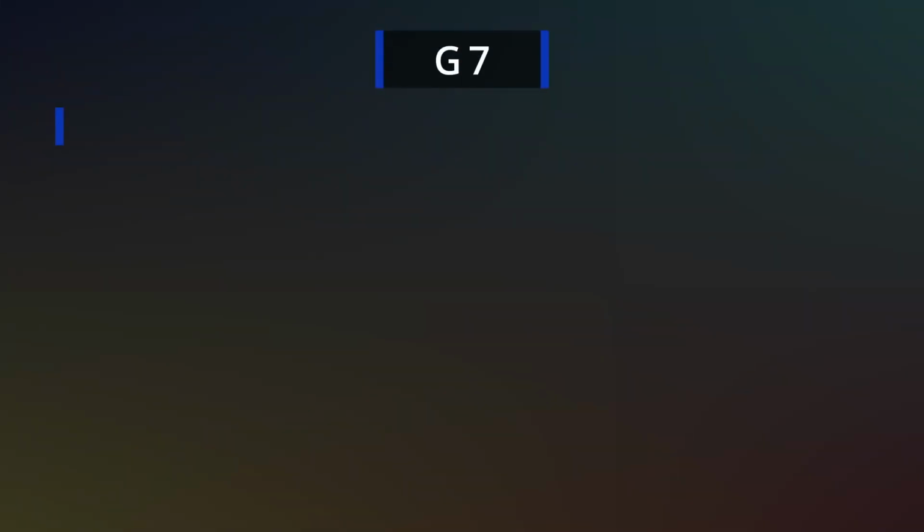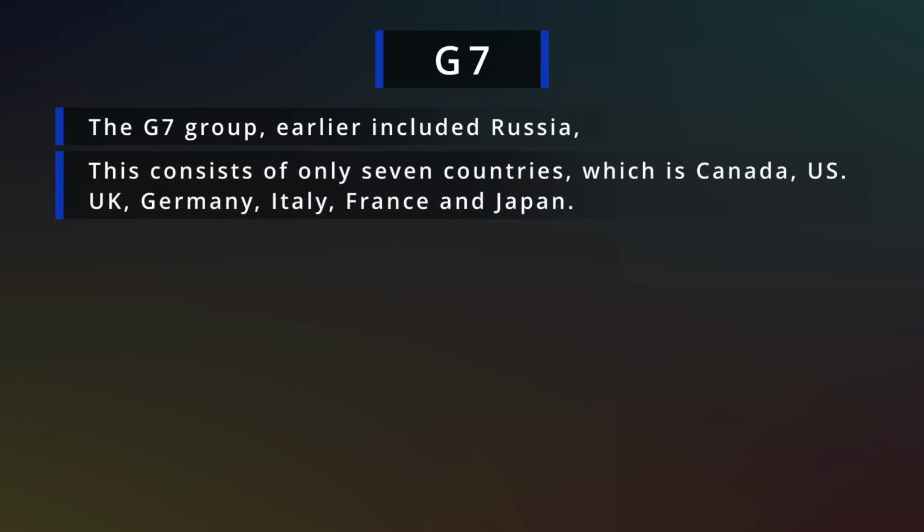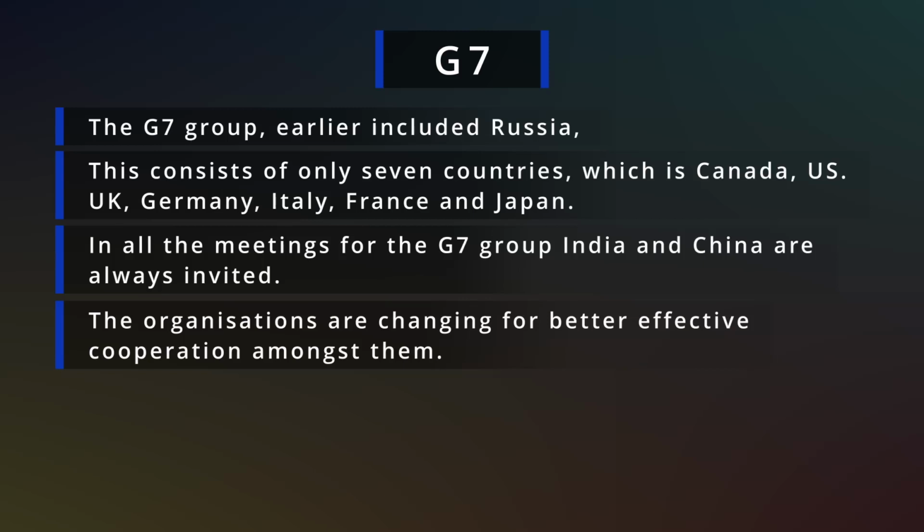Now we find the G7 group, which earlier included Russia, but thereafter Russia has been ousted. Now it consists of only 7 countries: Canada, US, UK, Germany, Italy, France, and Japan. But in all the meetings of the G7 group, India and China are always invited. So what we find is that the organizations are also changing for the betterment and for better, more effective cooperation amongst them. There are organizations like the European Union at a regional level for the European nations, and organizations based in Asia like ASEAN, and now the SCO and the BRICS.